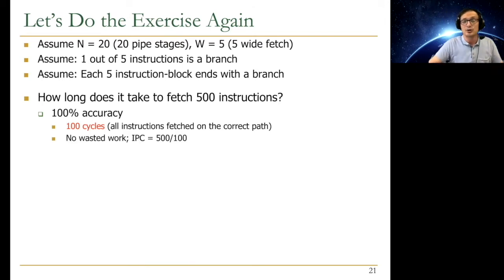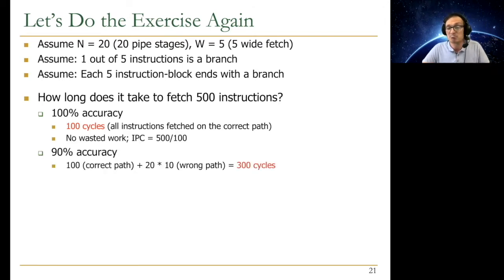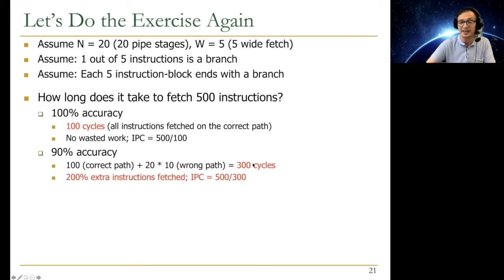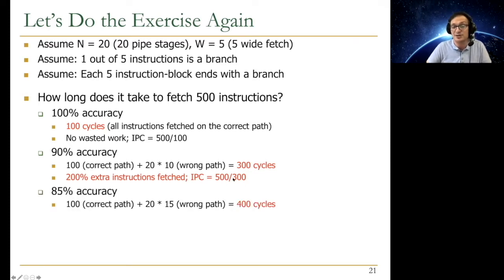Now with no wasted work, with 90% accuracy, we mispredict 10 of those branches because we have 100 branches and 90% accuracy, and each branch causes us to spend 20 cycles on the wrong path. So which means that we need to actually fetch instructions in 300 cycles. So that's terrible, as we have discussed earlier. You fetch 200% extra instructions and IPC tanks. From 5 IPC, you go to 1.6. And that's 90%. Now, if you actually have 85%, you get 300% extra instructions, and IPC goes even lower.